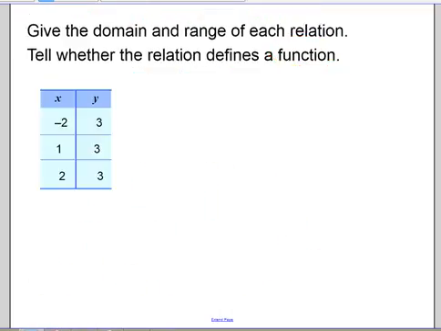In this case, we're dealing with a table of values. We can still list the domain and range. The domain is all of the input values. Remember, D for domain, I for input, X for X values. The range is R, the output values, and those are your Y values.